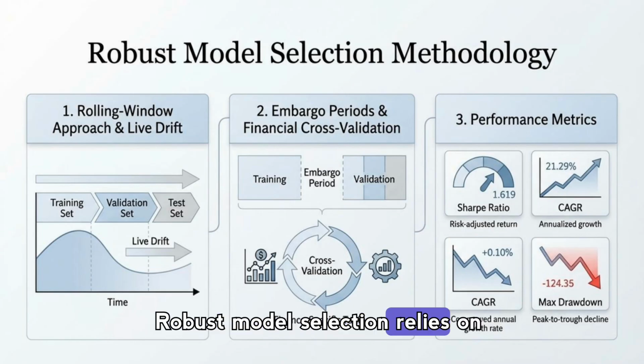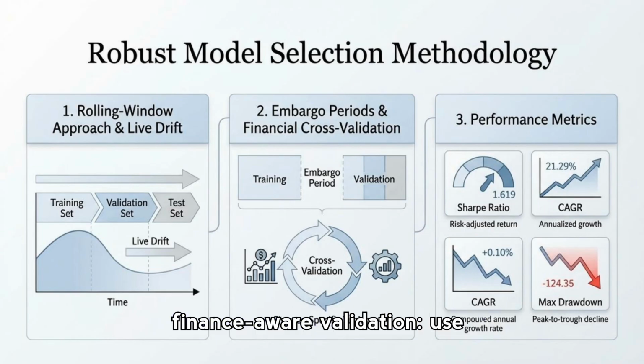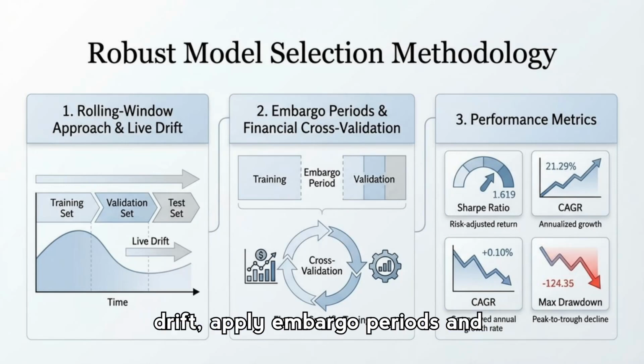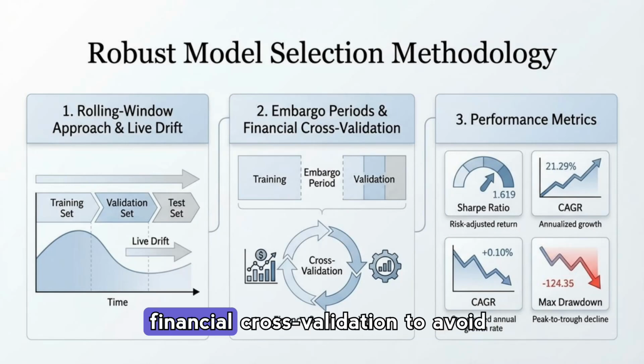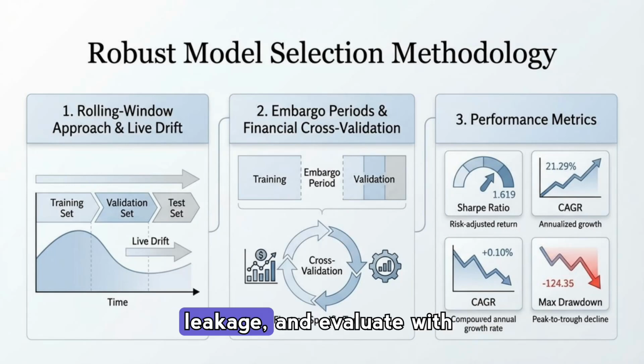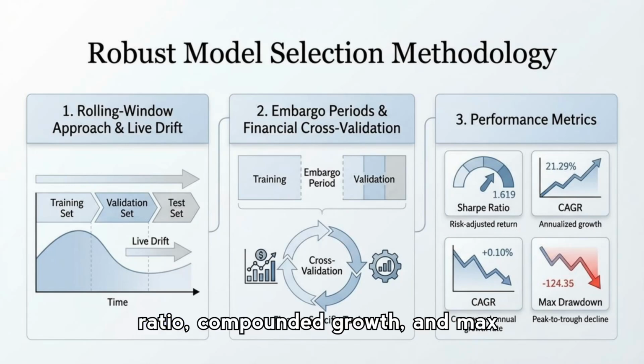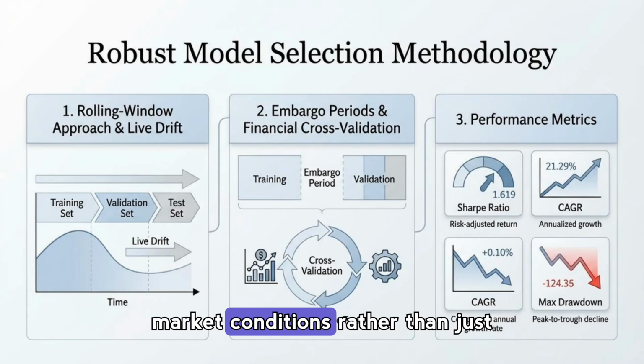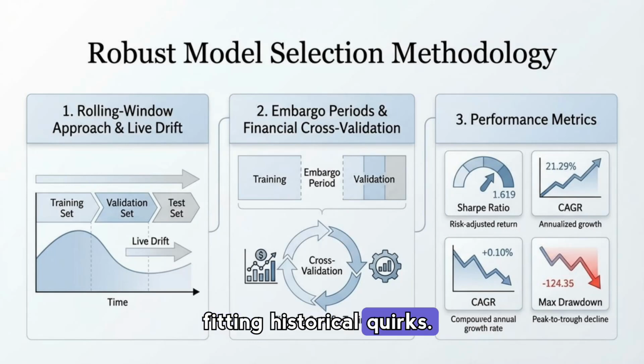Robust model selection relies on finance-aware validation. Use rolling window splits to detect live drift, apply embargo periods and financial cross-validation to avoid leakage, and evaluate with performance metrics like Sharpe ratio, compounded growth, and max drawdown. This methodology helps ensure the model generalizes to new market conditions, rather than just fitting historical quirks.